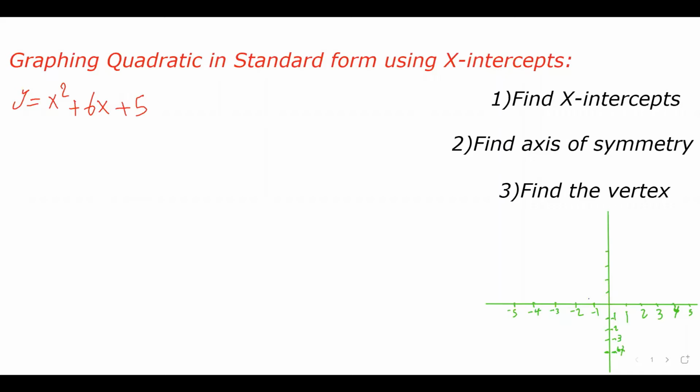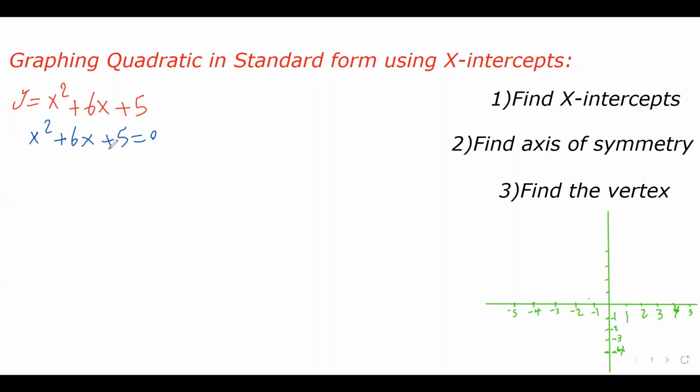The first thing I need to do is find the x-intercepts. In order to find the x-intercept, as you know, I have to set this equation equal to 0. So x squared plus 6x plus 5 equals 0. Then, as I explained in the previous video, we have to factor the left side, set each factor equal to 0, and solve for x.